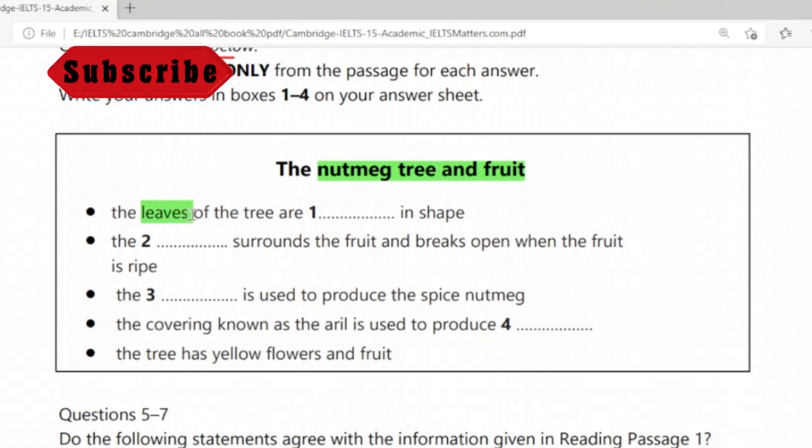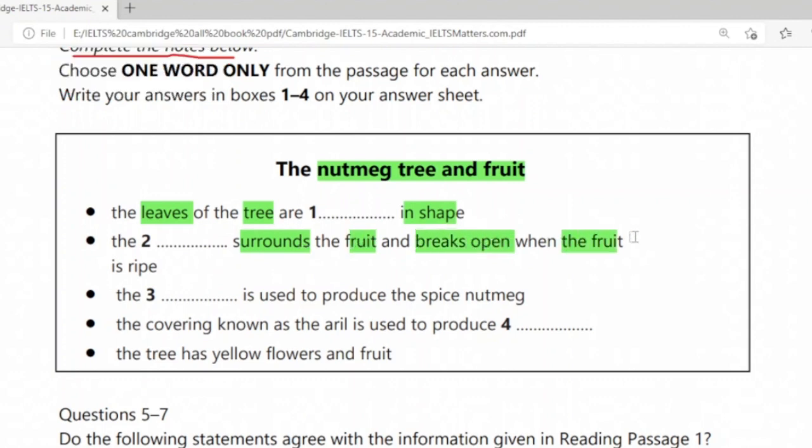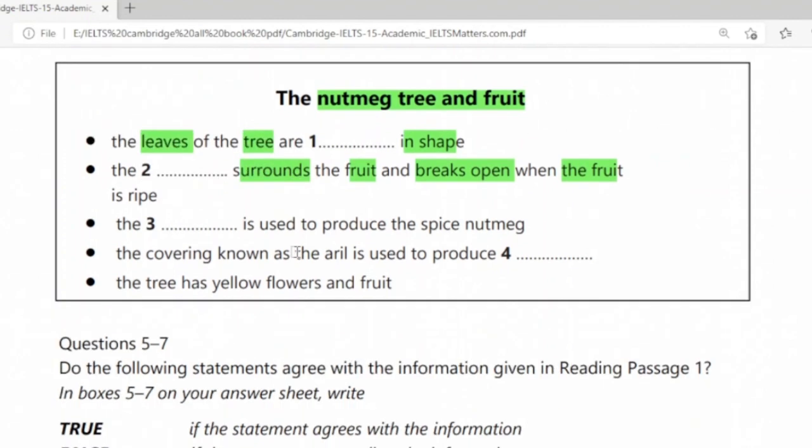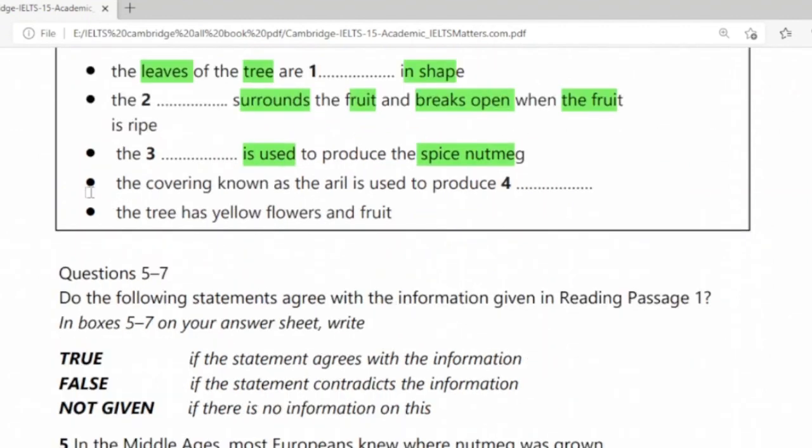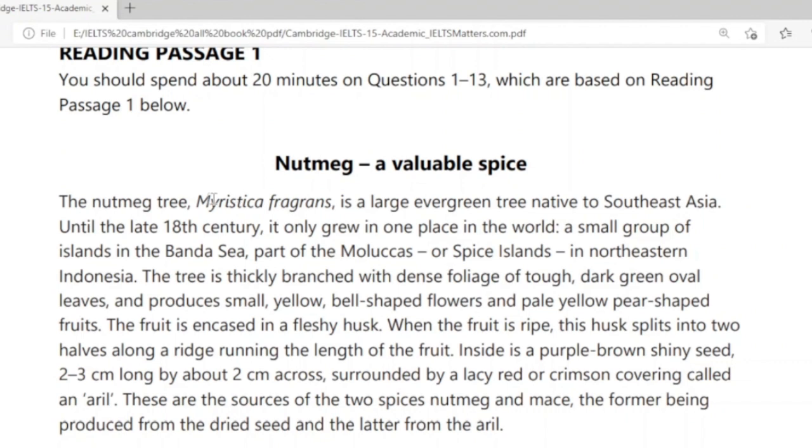The leaves of the trees are dash in shape. That means the shape of the leaves. The dash surrounds the fruit and breaks open when the fruit is ripe. The dash is used to produce the spicy nutmeg. The covering known as the aril is used to produce something. What? The nutmeg tree's scientific name is Myristica fragrans.